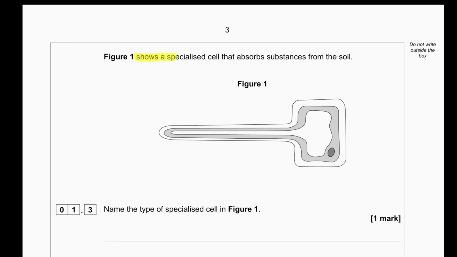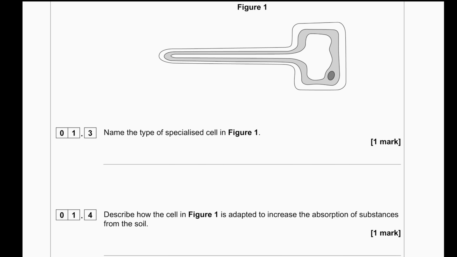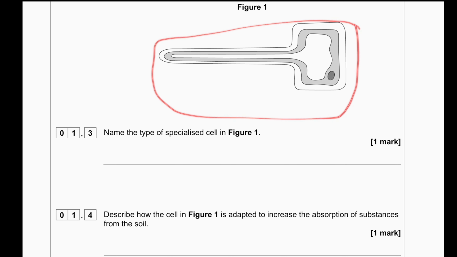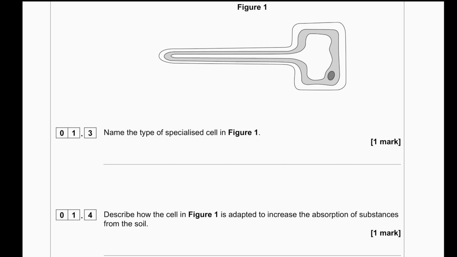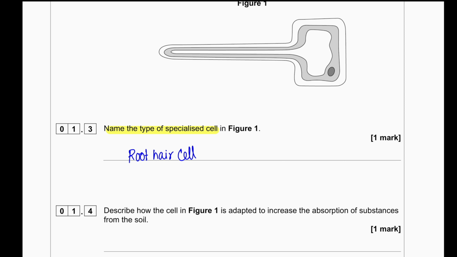Figure 1 shows a specialized cell that absorbs substances from the soil. In this diagram, we can look into the specialized cell, which is shown. It is the root hair cell. So the root hair cell has an extended protrusion, you can see over here, which increases the surface area to volume ratio by a whole lot. Alright, name the type of specialized cell. So it will be root hair cell.